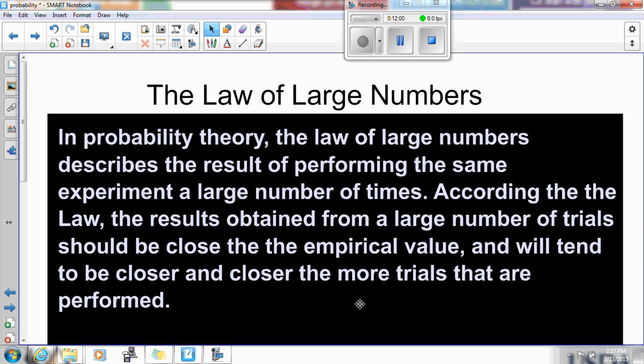So the moral of the story of the law of large numbers is you can't just do 10 trials like we just did. We just did our experiment 10 times. We don't want to do that. We want to do it a lot more times than that, say 100 times, before our probabilities start to look like the empirical value.